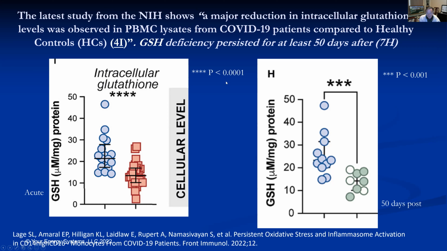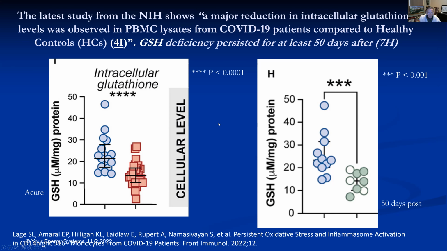It turns out that even in mild to moderate symptoms, individuals were shown to have a deficiency of glutathione for at least 50 days after the acute episode. Again, there's a high level of statistical probability of significance in this study.